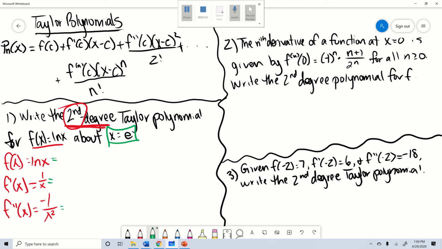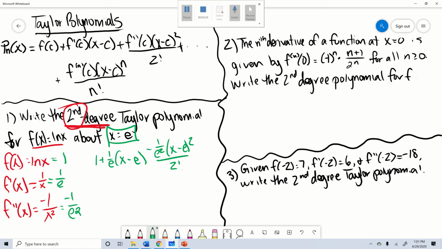So ln and e are inverses, so that's going to come out to 1. And then we have 1 over e, and then negative 1 over e squared. Then you just follow the pattern that's up there in the top left corner. So your function value at e is 1. Your first derivative is 1 over e. And then you multiply it by x minus e, because that's what we're centered at. The second derivative is negative 1 over e squared. You do x minus e squared, and that's over 2 factorial.